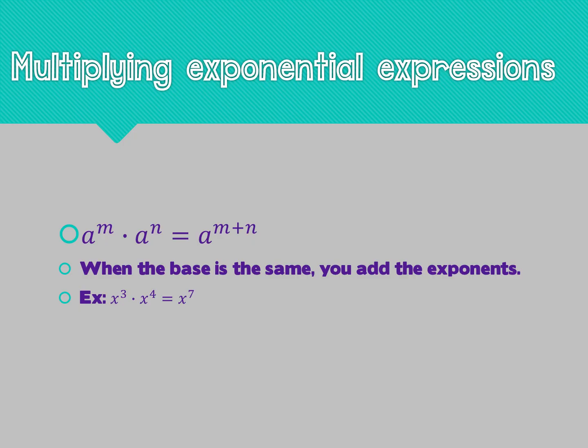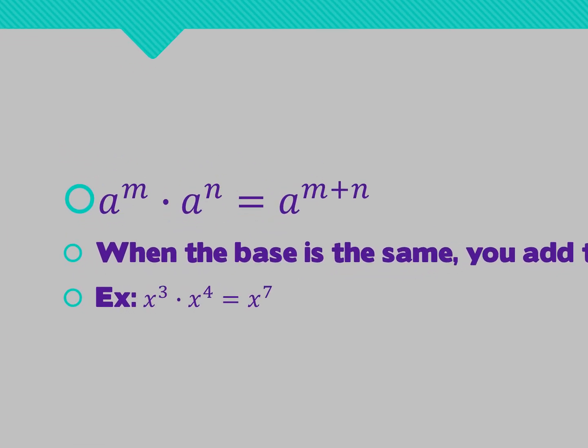All right. Now, our first rule of exponents that we're going to talk about is multiplying exponential expressions with the same base. If I have something like a to the m times a to the n, that is the same as a to the m plus n. In other words, when the base is the same and you're multiplying, you're going to add the exponents. So something like x to the 3rd times x to the 4th, you are going to add those exponents. So 3 plus 4 to get you 7.